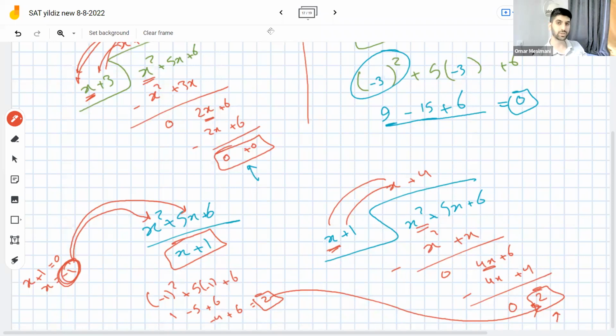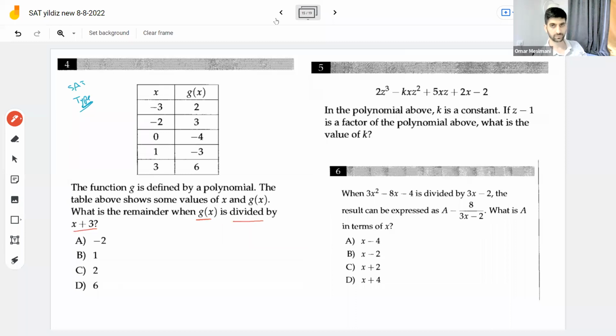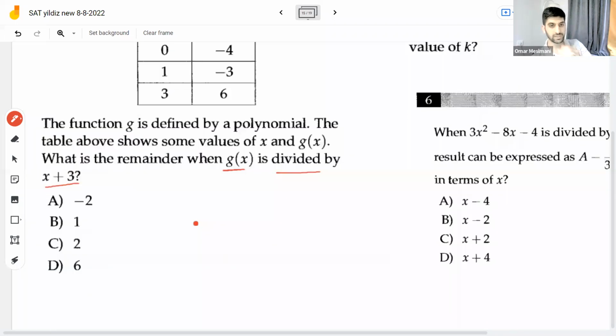Let's go back to our question and see how we have to solve it. Now, I can see that I have a table. I have a table. So it's saying, which of the following, I have a function of several values. Which of the following divides g(x) by x plus 3? So listen carefully. It's saying I'm going to divide g(x) by x plus 3, and I want to find the remainder.